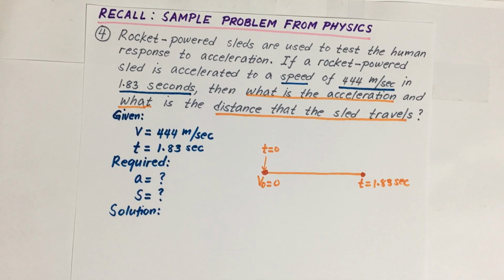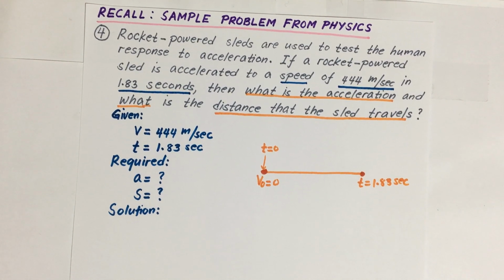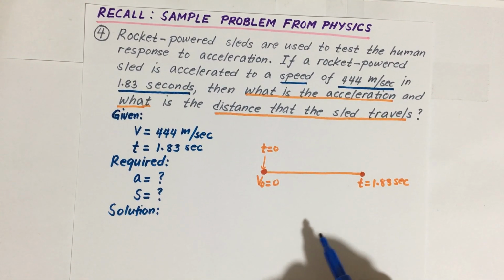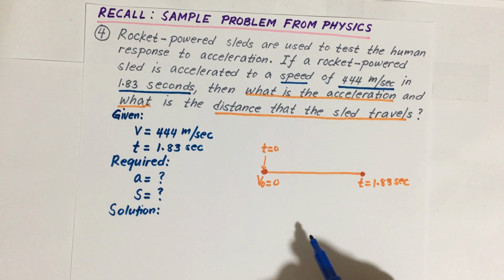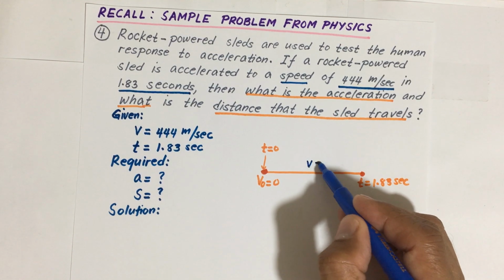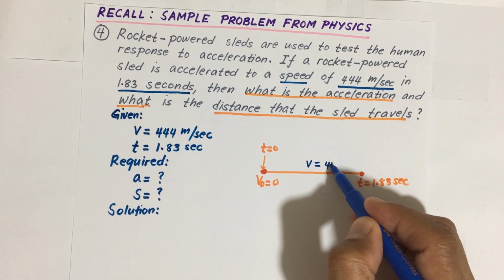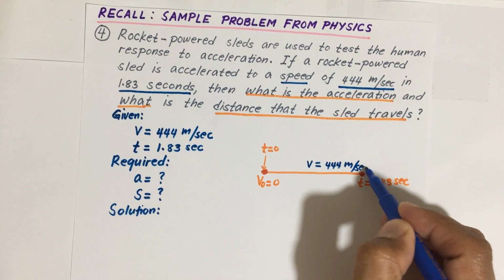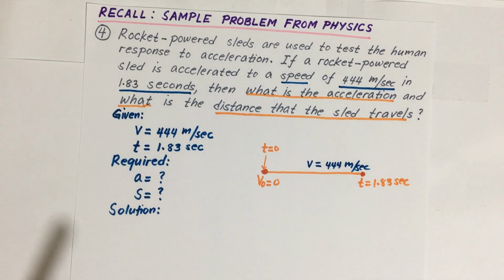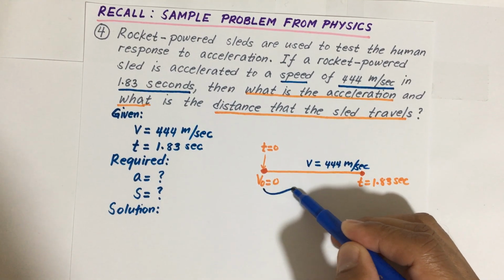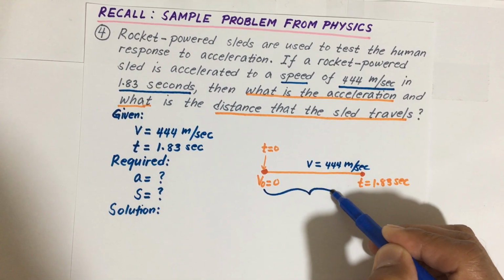what is the acceleration? It's given that the rocket-powered sled accelerated to a speed. The speed here is 444 meters per second. And this is the displacement, the distance traveled by the sled.